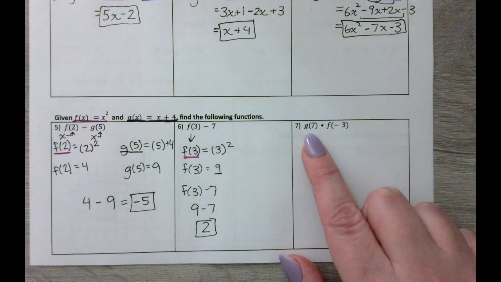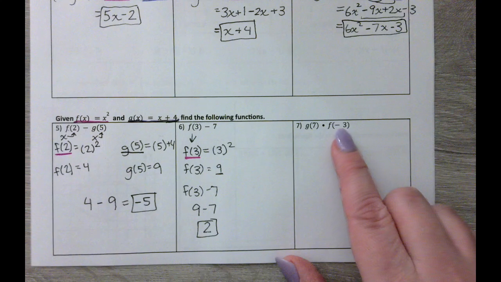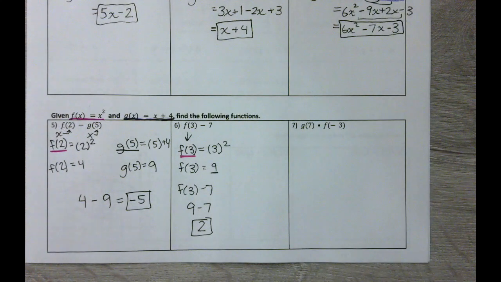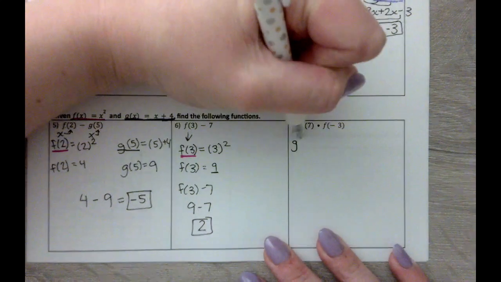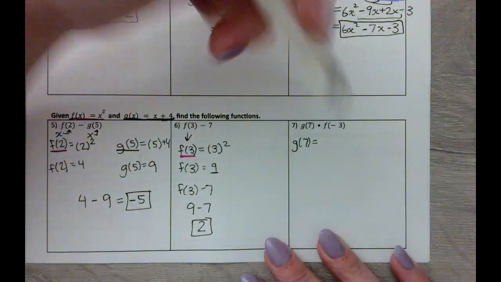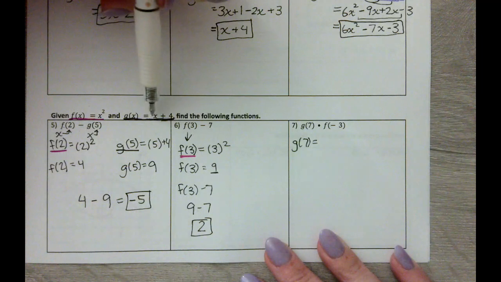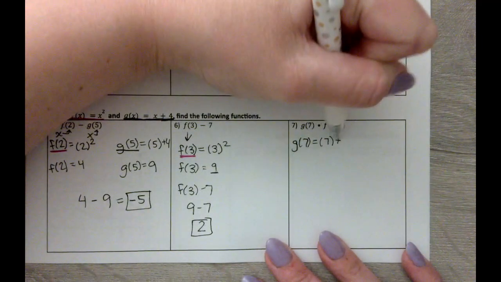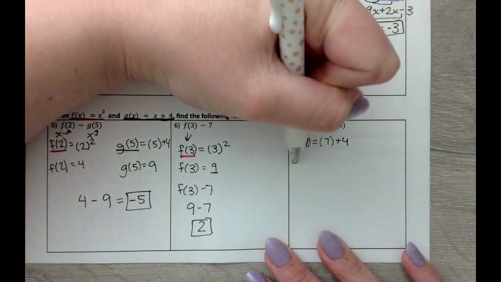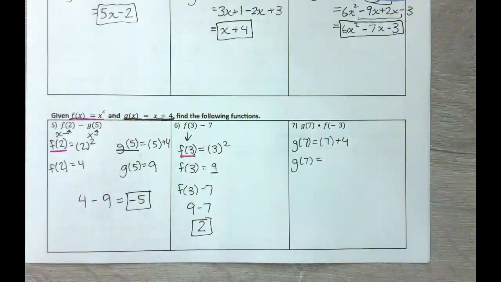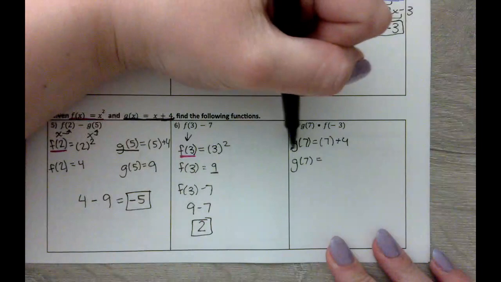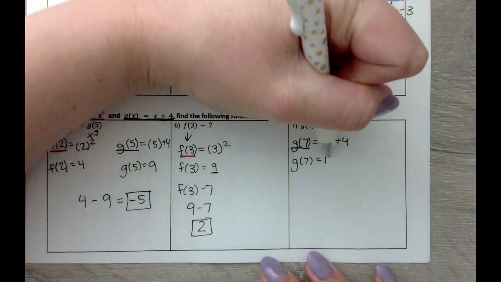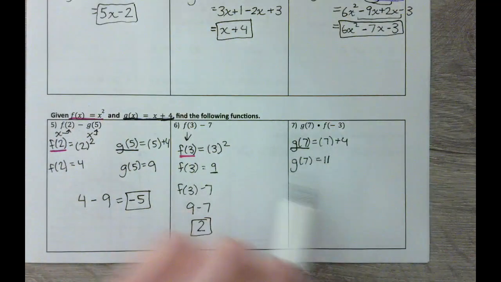Alright, next one, g of 7 times f of negative 3. Again, we'll find these separately and then we'll put them back together. g of 7 equals, make sure you plug it in the right one. g is the x plus 4. So 7 plus 4. So g of 7 was the blue function. g of 7 equals 11. So there's half of what I need.